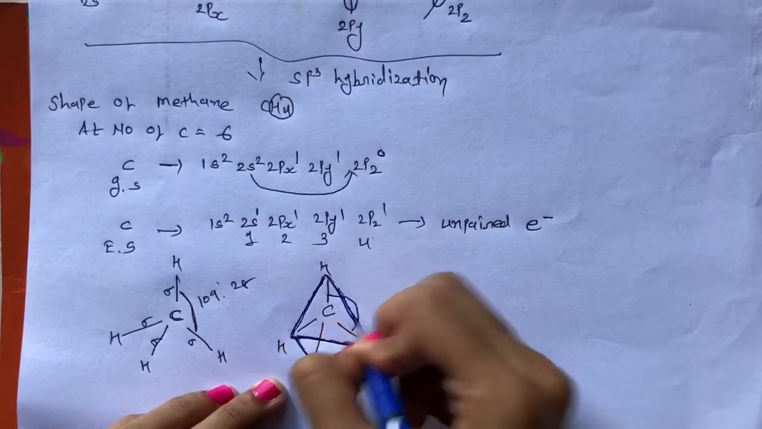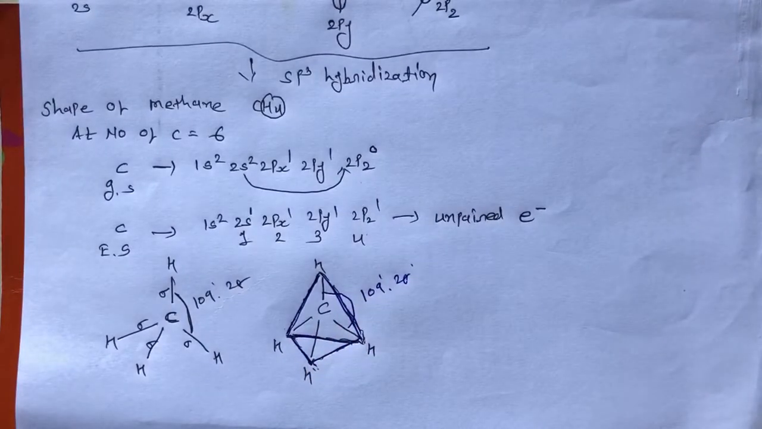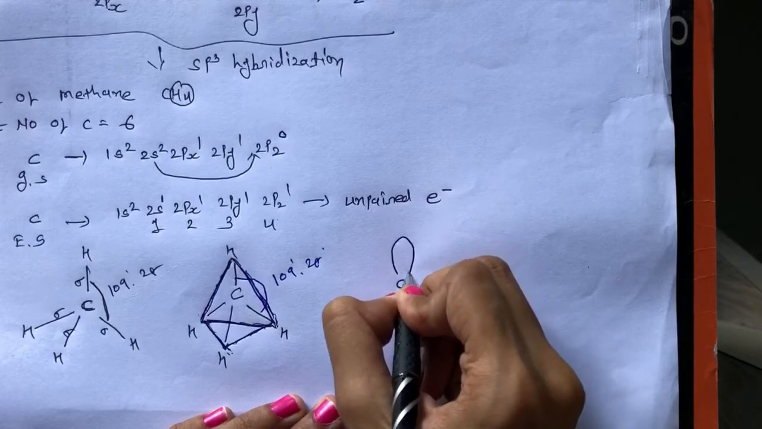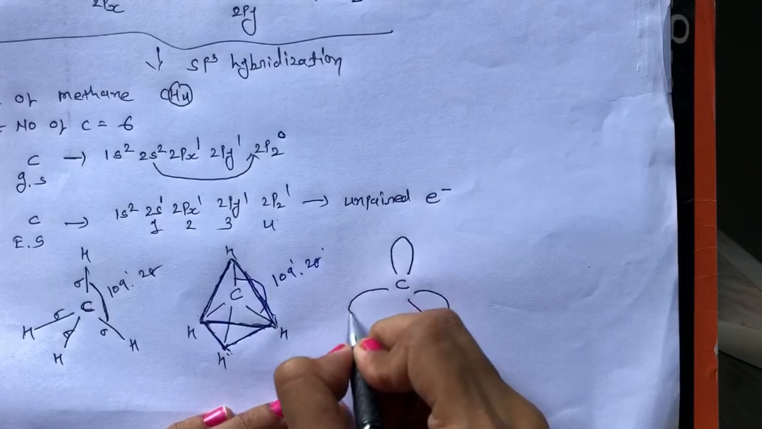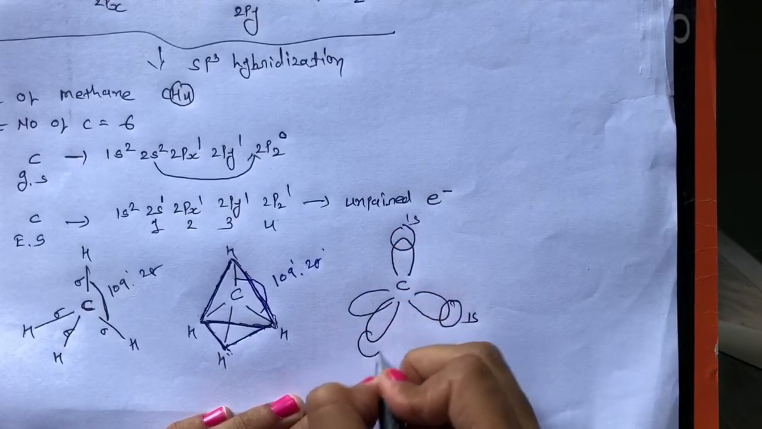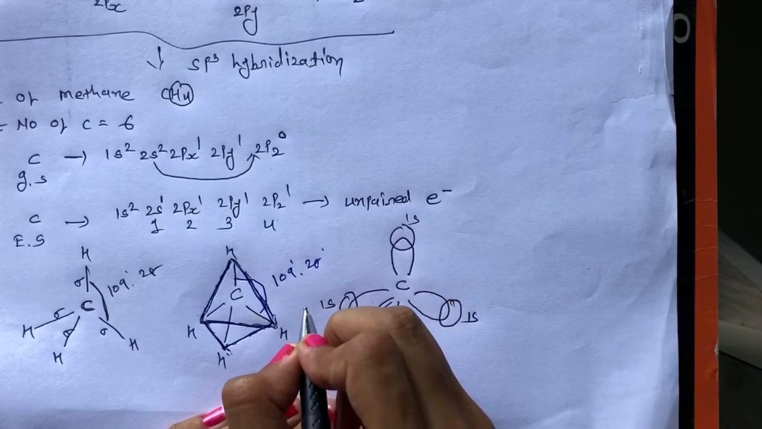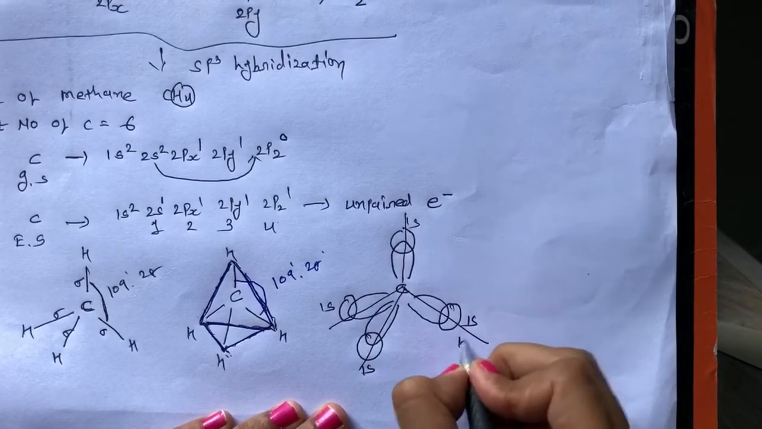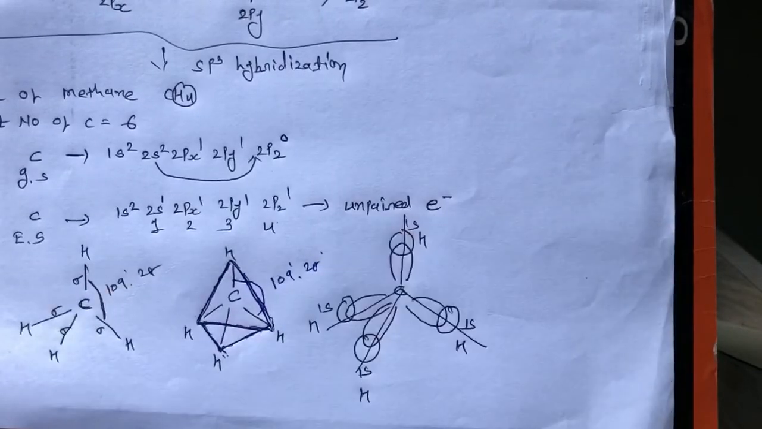And this angle is 109.28, right? So how it's shown in orbitals like this. Here carbon, this is 1s, and these 2 are like this type, and here 1s, 1s, 1s and 1s, right? This is called sp3 hybridization. આ બધા કયા છે? H atom, H, H અને H, right? The shape of methane is tetrahedral, like this. Okay.